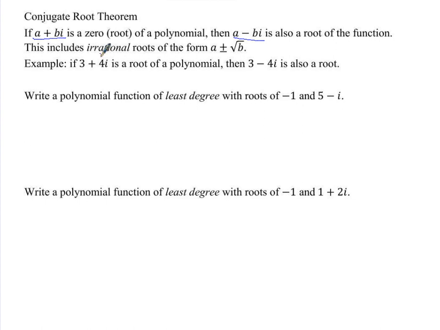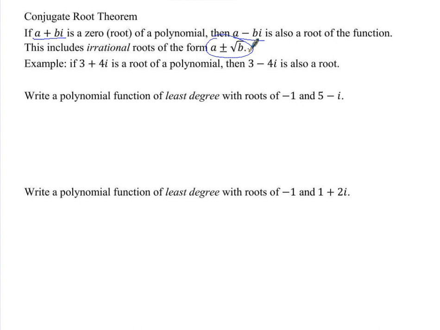This includes irrational numbers, irrational roots. If I have this form here, a plus or minus the square root of b, if I have a plus the square root of b is a root, then a minus the square root of b is also a root. That's the conjugate root theorem. So I can now give you just one root and from that, you can tell me that there must be another root based on the way that it looks.